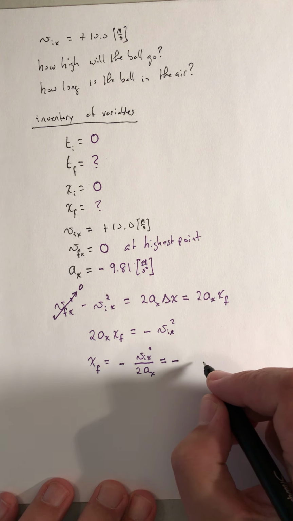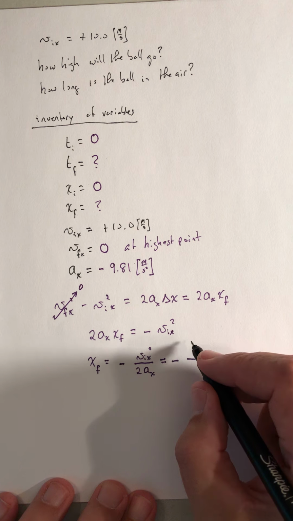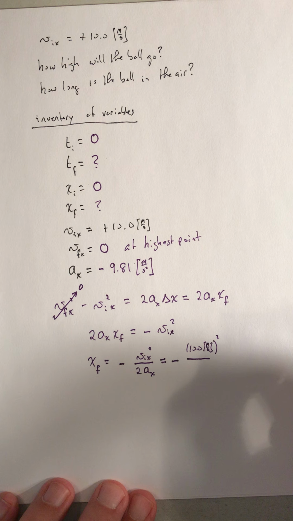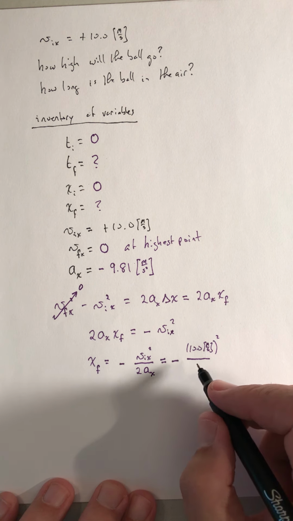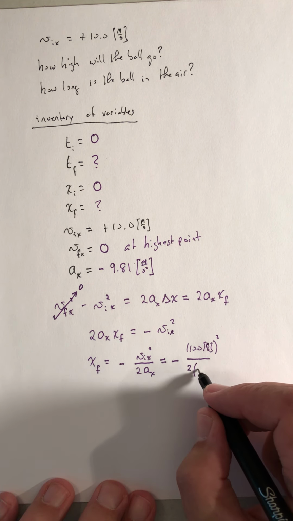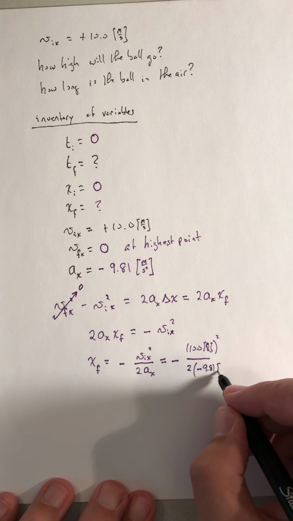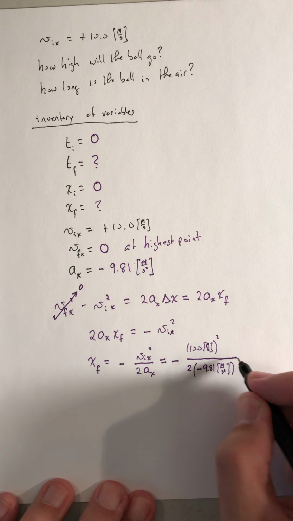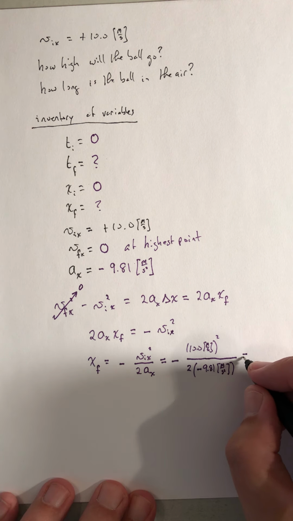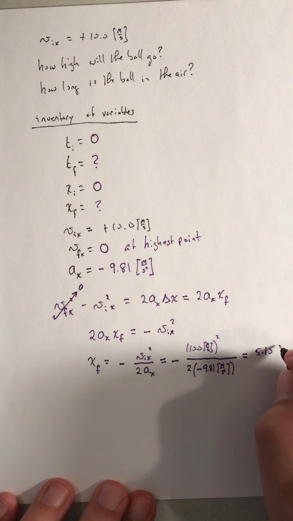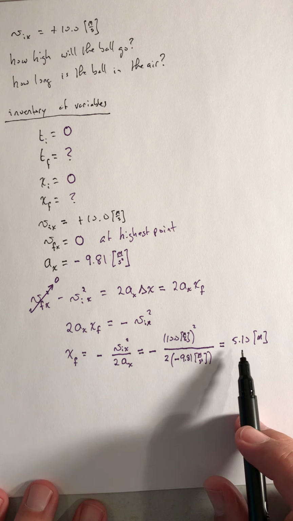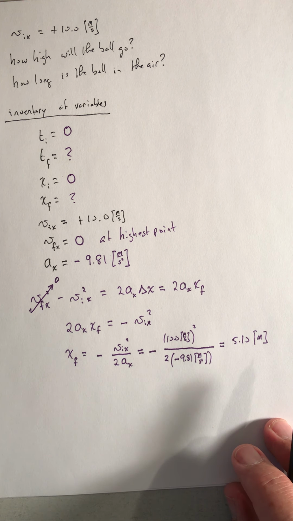So I have the minus sign. In the numerator I have 10 meters per second quantity squared. In the denominator I have a 2 and minus 9.81 meters per second squared. And that's going to give me 5.10 meters when you calculate it out. So that's how high the ball goes. Just a little bit over 5 meters.